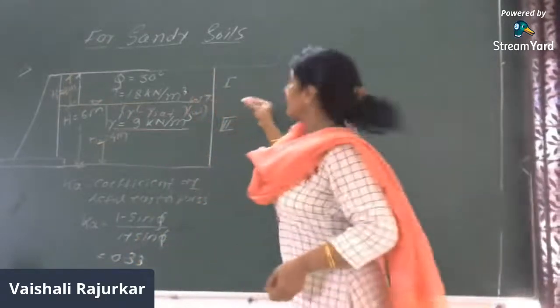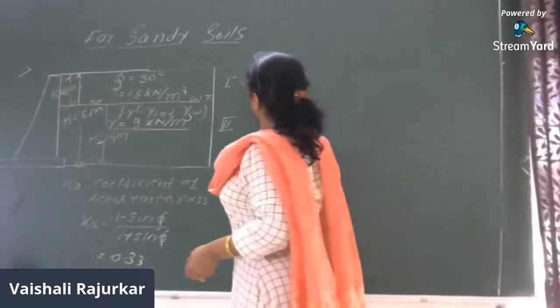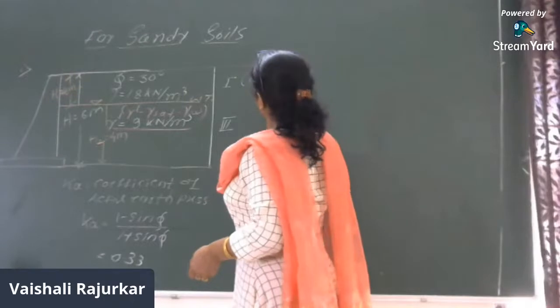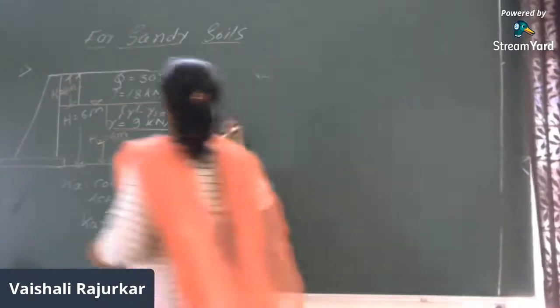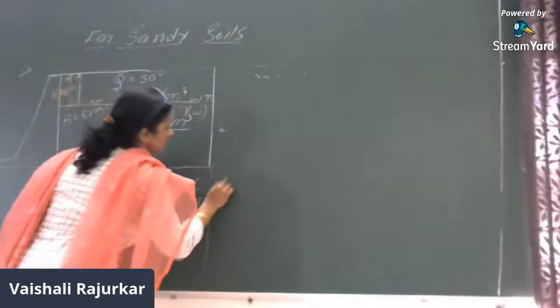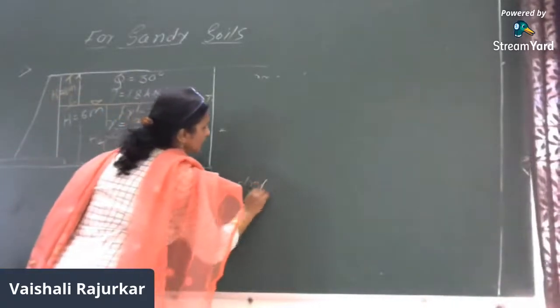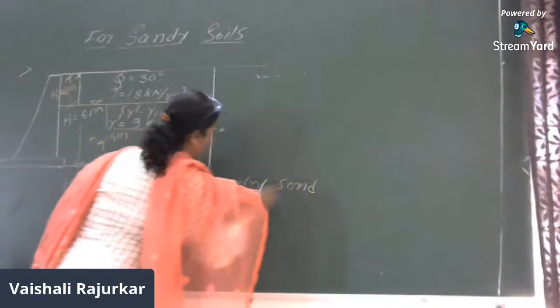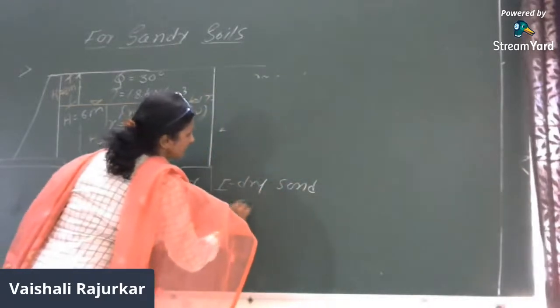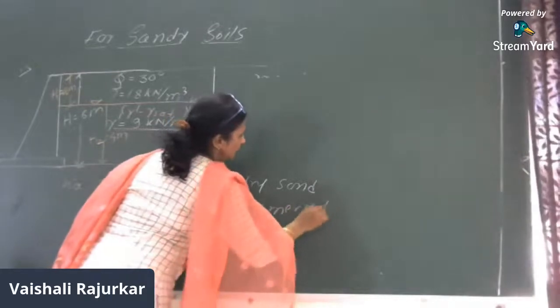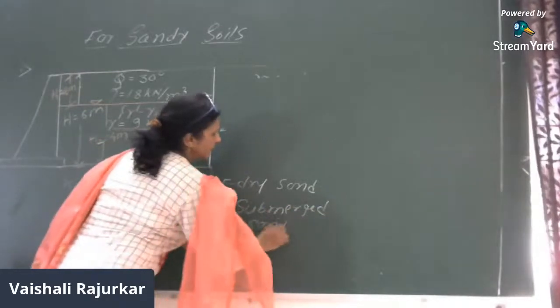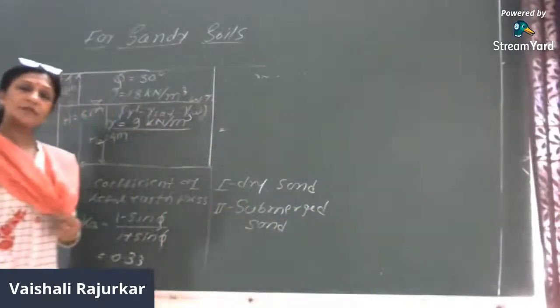So the first layer is a dry cohesionless backfill, dry sand, and the bottom layer, the second layer, is submerged sand. So we will just assume the first layer.